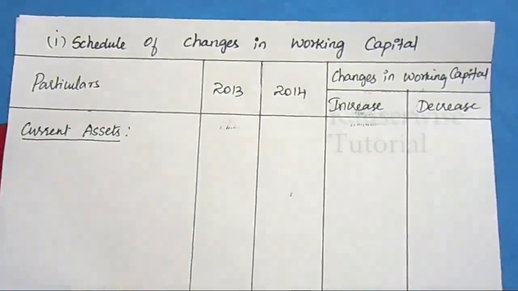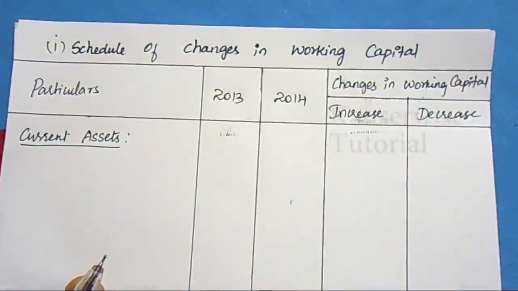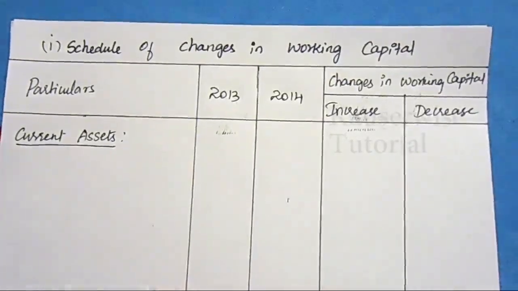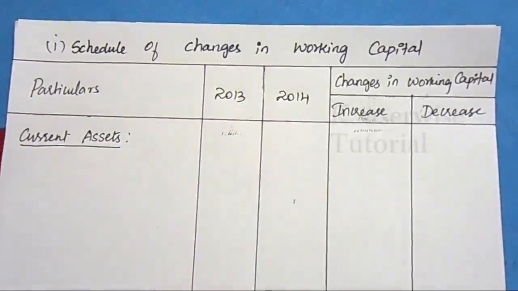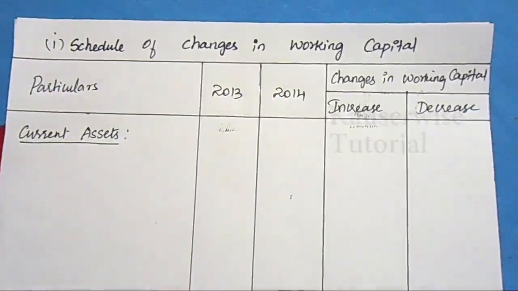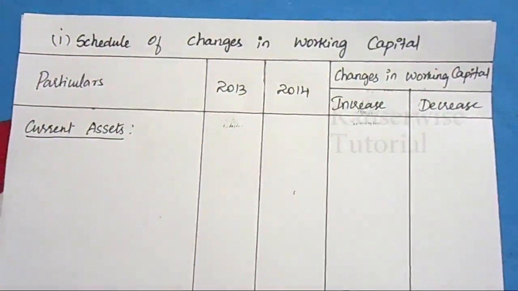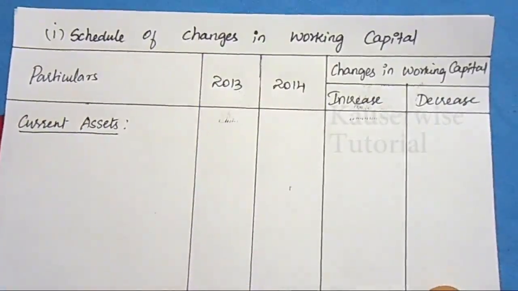When current assets increase, working capital also will increase. When current assets decrease, working capital also will decrease. For current liabilities, just the opposite. When current liabilities increase, working capital will decrease. When current liabilities decrease, working capital will increase. Just the opposite direction. This is a simple logic. With this you can prepare the schedule of changes in working capital.